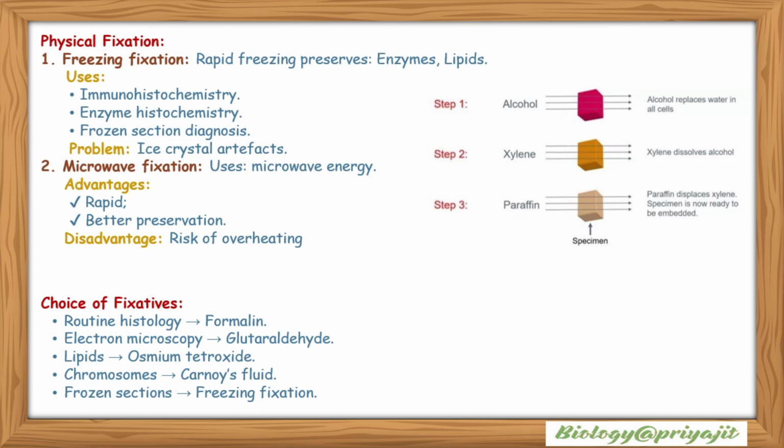Choice of fixatives: in routine histology, formalin is used. For electron microscopy, glutaraldehyde is used. For lipid, osmium tetroxide is used. For chromosome study, Carnoy's fluid is used, and freezing fixation is done for frozen sections.